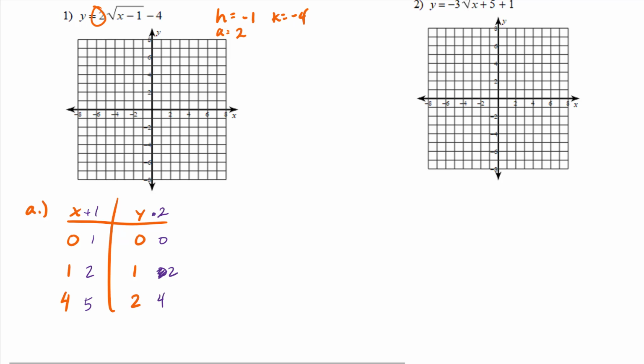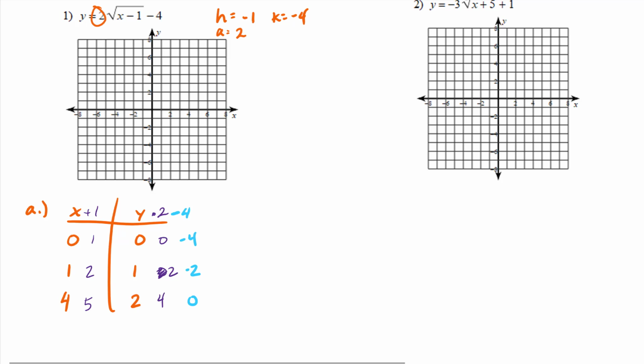Next thing we are going to do is moving down by 4. So that's subtracting 4 from each one. 0 minus 4 is -4, 2 minus 4 is -2, and 4 minus 4 is 0. So now I've got all my key points that I need. Okay, and we can go ahead and graph.